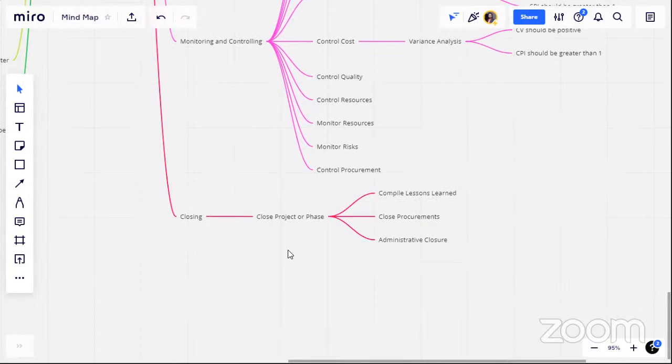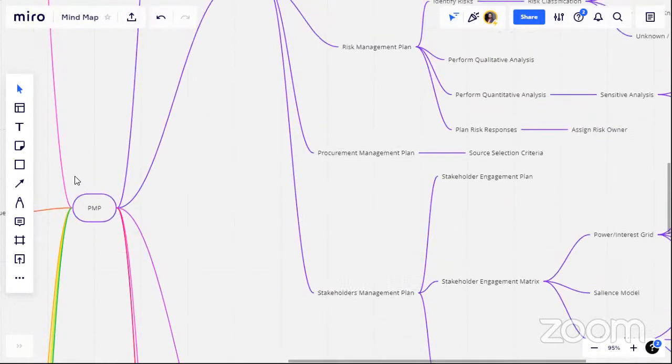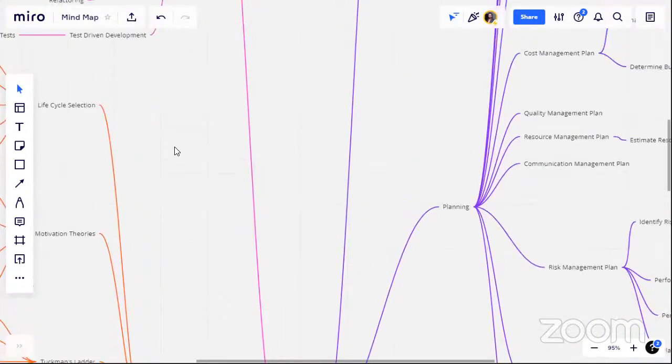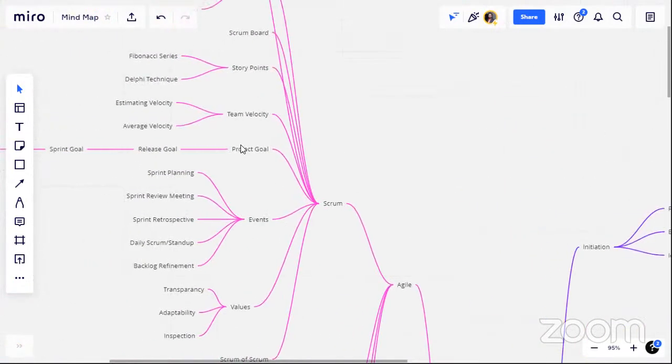Close project or phase. In this, we compile lessons learned, we close all the procurements, we do administrative closure, and then we archive all the documents, and then we also create the repository.